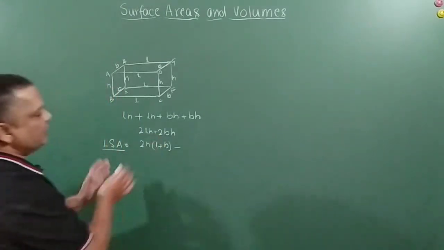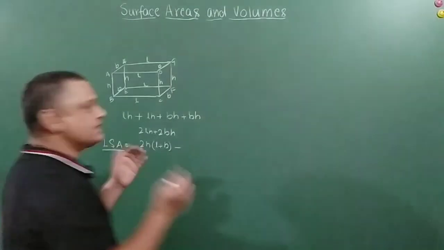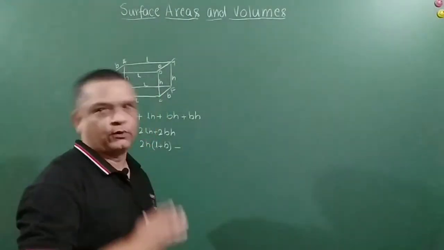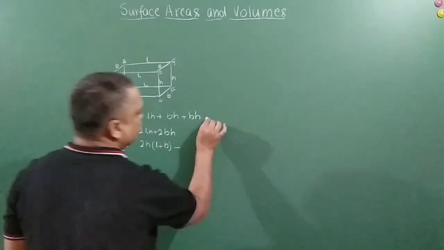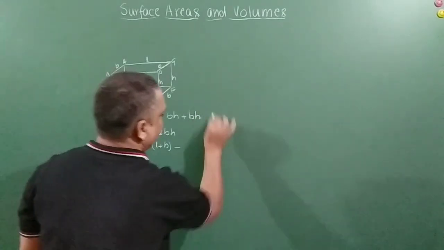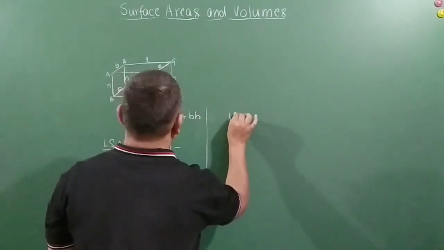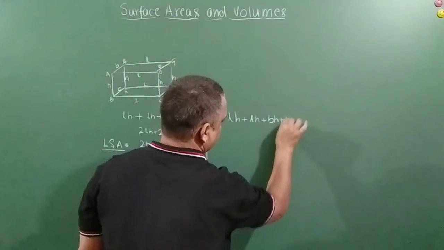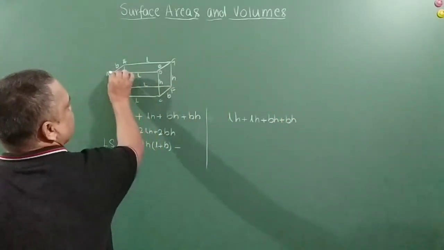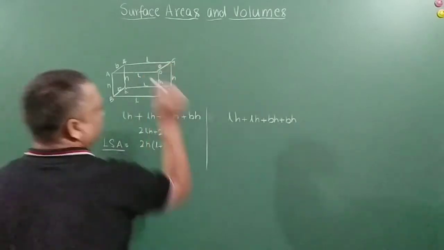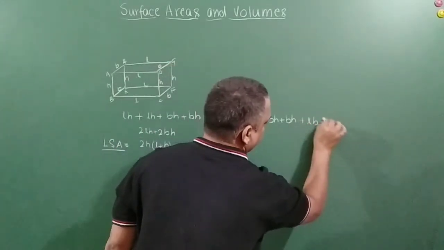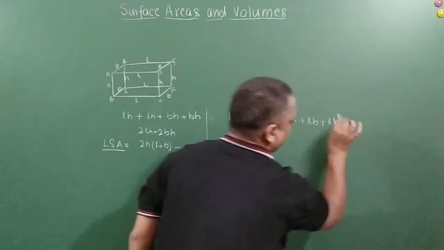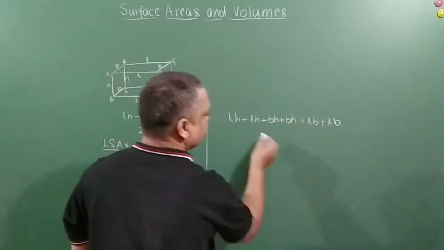Now, coming on to total surface area, friends. What is it that we left when we were finding out the lateral surface area? We have left the roof and we have left the floor. Now, let us attach. Let me write here so that you don't get confused. LH plus LH plus BH plus BH. Now we will attach the roof, that is equal to L into B, plus LB. Plus we will attach the floor, that is L into B, again LB. So now you can say, friends, what is common here?